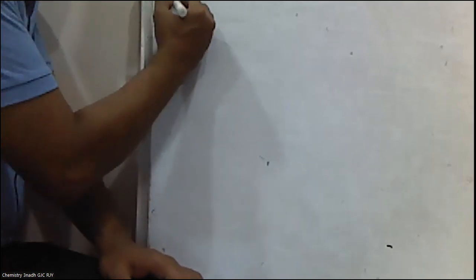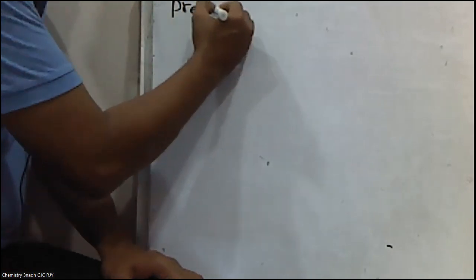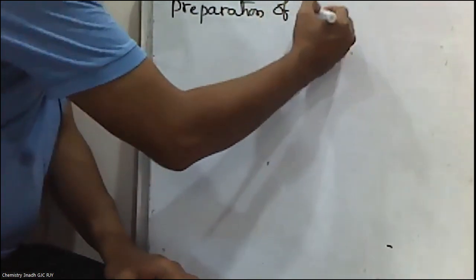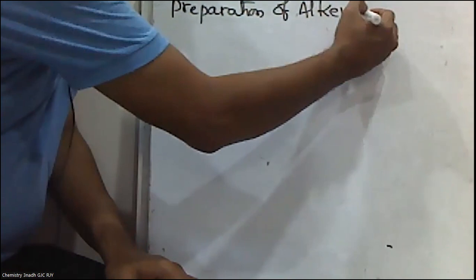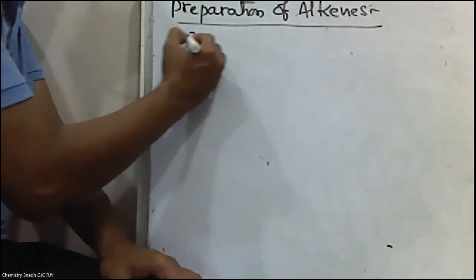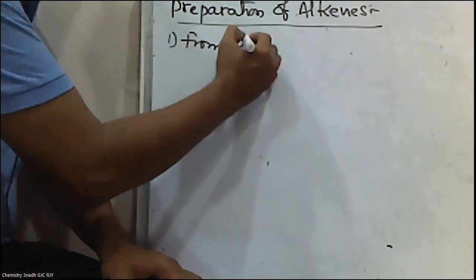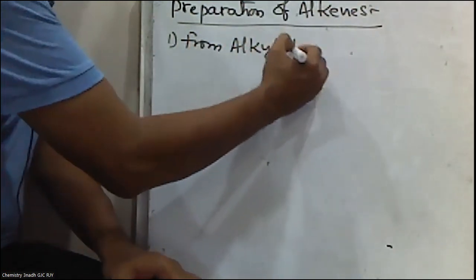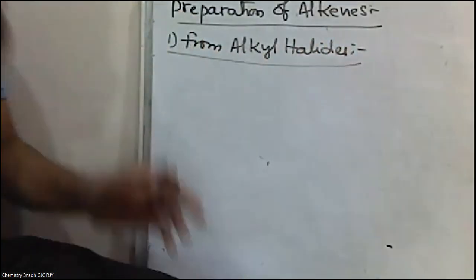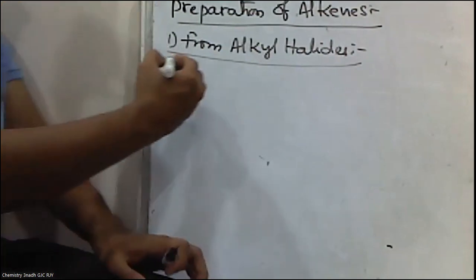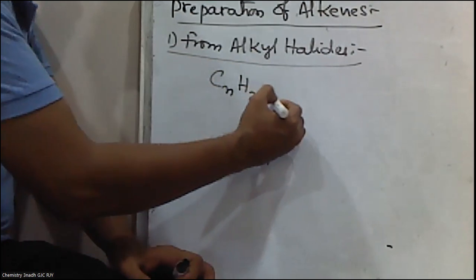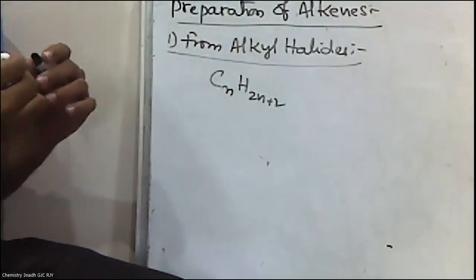So, first, the preparation of alkenes. The first method is from alkyl halides. We know that alkanes are the saturated hydrocarbons. They have CnH2n+2 as their molecular formula.